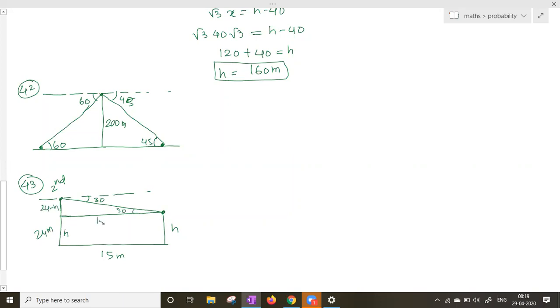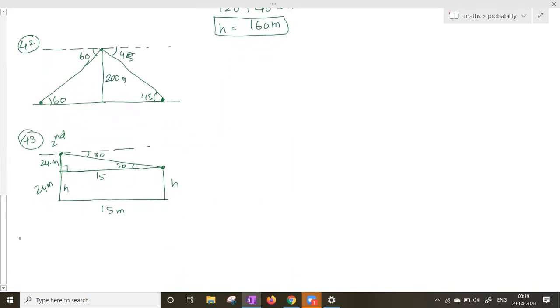This is 15, so this is 15. Use this. Use tan 30 is equal to 24 minus h by 15 and solve. Clear? Yes, ma'am.